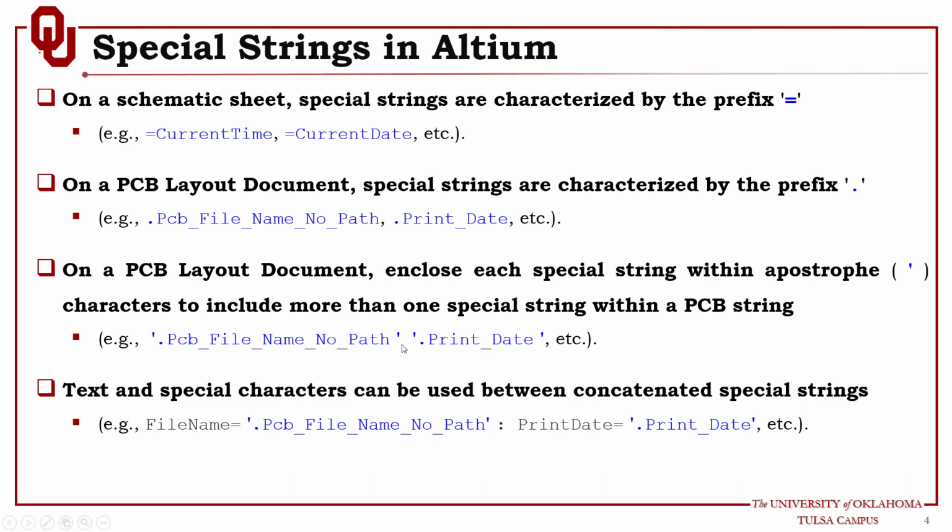You can use also a space or any other special characters. Now since these strings are concatenated, you can use any characters between. So for instance here, you can use the characters file name equal, and then you have this special string, and then you use a special character in here, then print date equal, then you have the special string. So let's take a look at these before we move to the next slide.